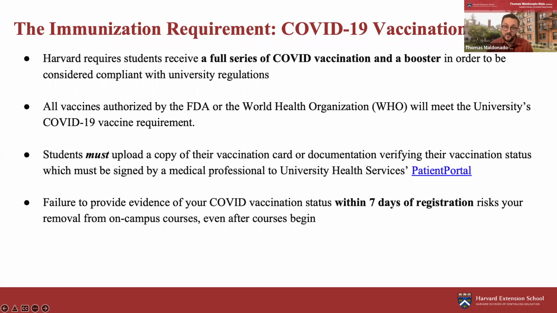To verify that you have completed your vaccination requirement, you must upload a copy of either a vaccine card or whatever documentation you may have from a medical professional verifying your vaccination status to the University Health Services patient portal. And we're going to take a look at what that looks like in a moment. If you fail to provide evidence of your COVID vaccination status within 7 days of registration, you risk being removed from on-campus courses even after courses begin.